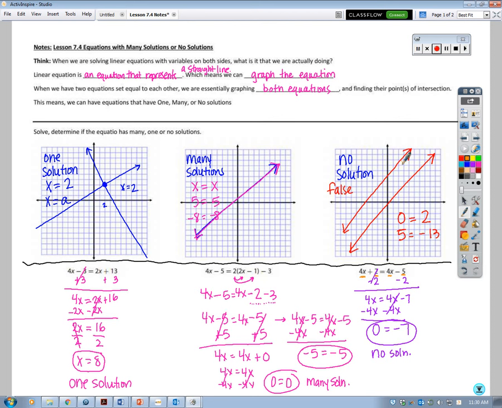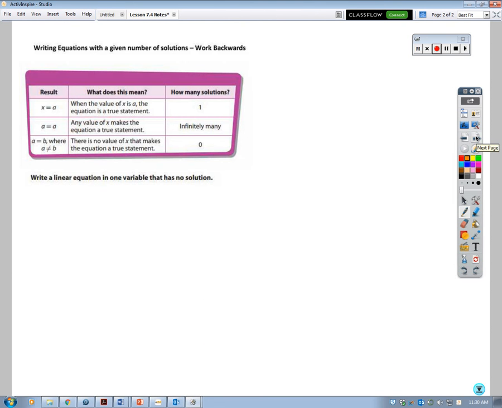Okay. So the next thing that you'll be doing in this lesson is writing equations when you're given the number of solutions. So you're going to have to work backward. You're going to have to write, for example, a linear equation in one variable with no solution. So remember what the rules are. This is just a copy of what we had on the other side.